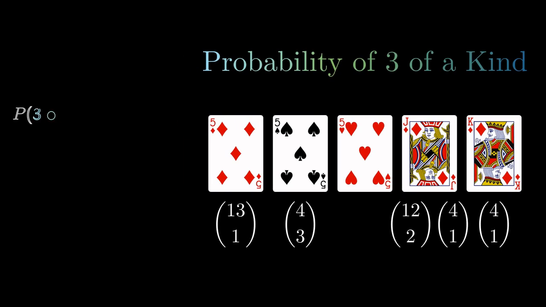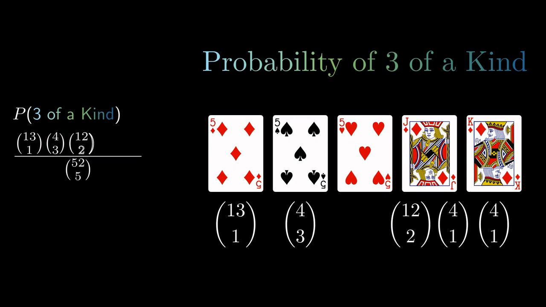Again, the denominator is always the same. Check the previous video. Here we have 13, choose 1. So from 13 denominations, choose 1. From those 4, we choose 3. We need to get 2 more denominations from the 12, so 12, choose 2. And then for each of those, 4, choose 1. So you want to be good with these combination functions.